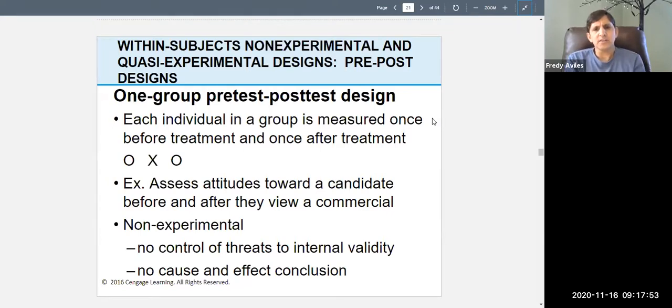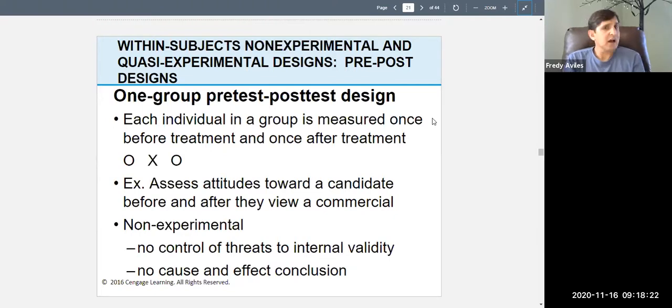Another example would be to assess attitudes toward a candidate before and after they view a commercial. Somebody's running for office, and you ask them to what extent they're likely to vote for that person. Then you play a commercial for them about that candidate, and then ask them afterward, now how likely are you to vote for this person? That happens a lot. You see that kind of stuff on TV.